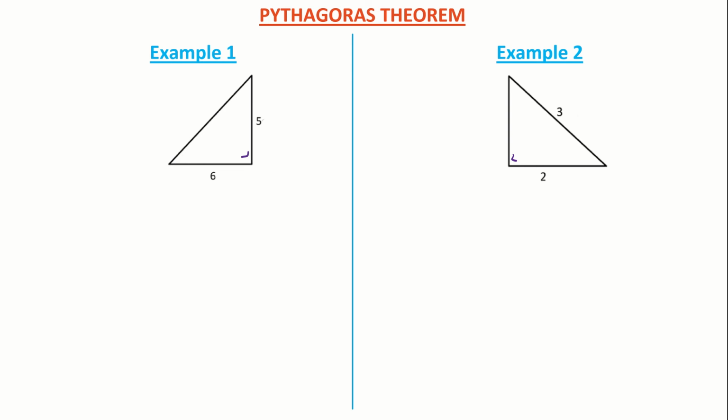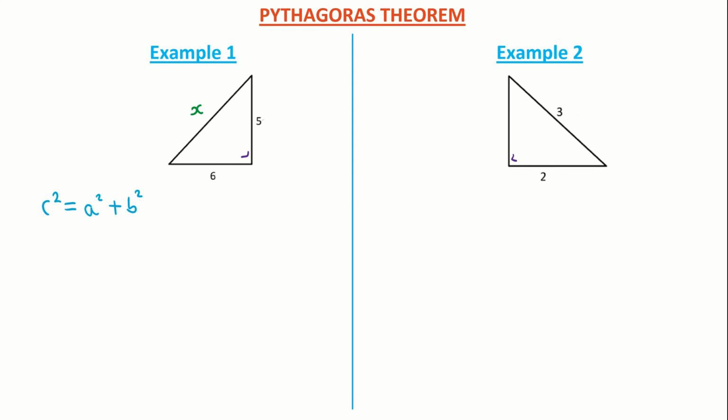So looking at example 1 first of all, it's asking us to find the length of the hypotenuse. So I'm going to label that x. I'm going to come down and write down my formula for my Pythagoras theorem, which is c squared is equal to a squared plus b squared. Now it doesn't matter, everyone uses slightly different formulae, as long as the c is the hypotenuse length, all should be good.